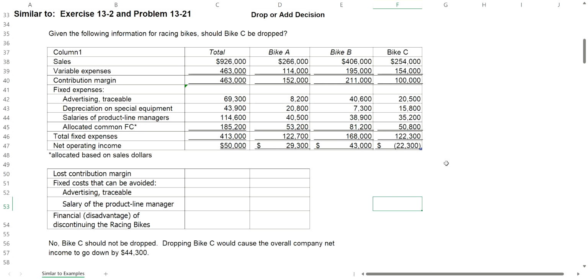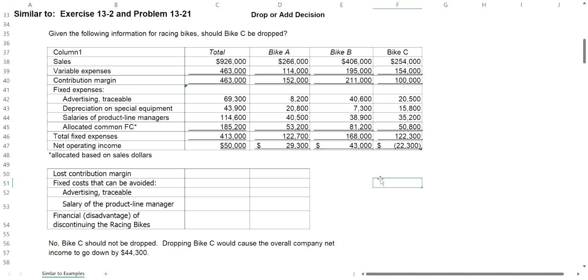Okay, we're going to take a look at 3 different types of racing bikes: Bike A, Bike B, Bike C. If you notice, according to our information here, Bike C has a negative operating income of $22,300. So you may think immediately, we need to drop Bike C. But that may not be the case because Bike C could still be helping to cover some of the fixed costs that we can't eliminate. Like, for example, maybe all 3 bikes are sold in the same building, so we wouldn't eliminate any rent.